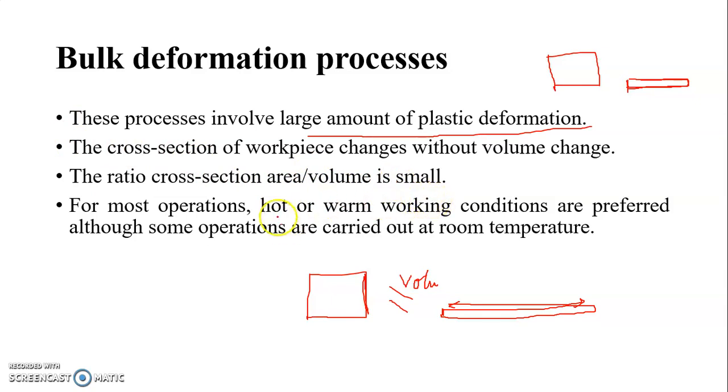For most operations, hot working conditions are preferred, although some operations are carried out at room temperature also. Mostly the hot working process is preferred for bulk forming, because here the plastic deformation is more. Therefore, we need to work with a hot working process. But for some materials, at room temperature, we can also do bulk forming. Those materials are ductile or malleable in nature.